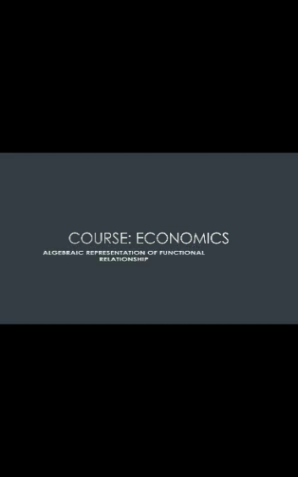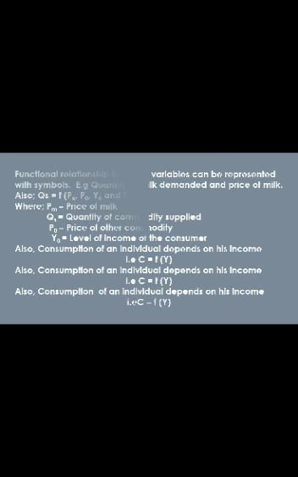Today we'll be looking at algebraic representation of functional relationship in economics. How do you make use of alphabet to represent a statement? Functional relationship between variables can be represented with symbols. For example, we can say quantity of milk demanded and price of milk.